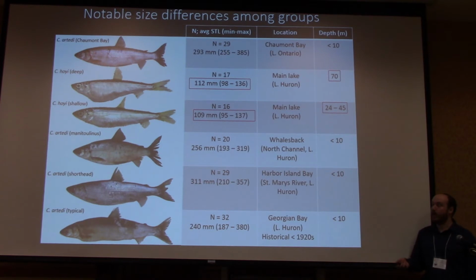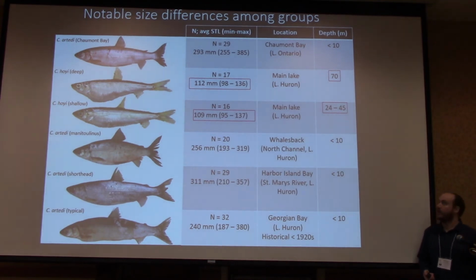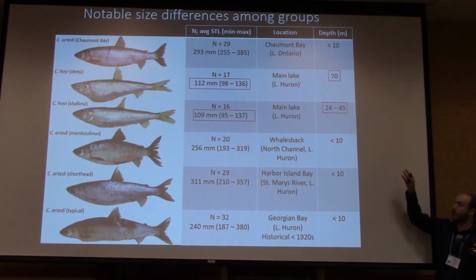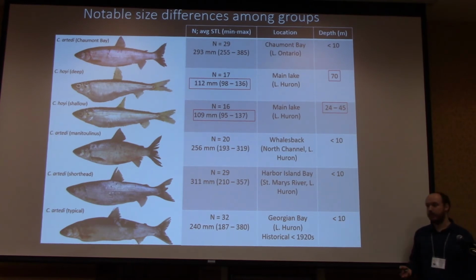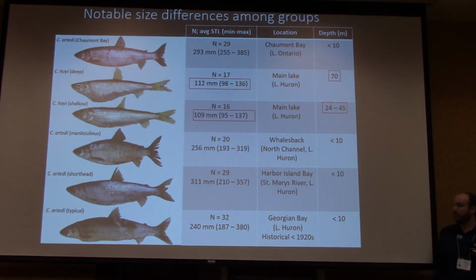The only thing I want to point out is the difference in size here. Like I said, with traditional morphometrics, you run into issues with size if you don't correct for it. And then here's the depth of capture differences. The bloaters that we're calling deep were collected from 70 meters in a mid-water trawl. And then shallow is a little shallower. All the cisco forms were collected from much shallower gill net sets.